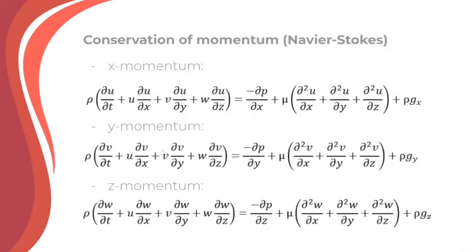The next one would be the conservation of momentum, or the Navier-Stokes equations. The conservation of momentum is the summation of forces equaling mass times acceleration. That can also be derived into the x, y, and z momentum equations from a fluid standpoint. We can use the x momentum as an example here. The left-hand side would be the acceleration terms. On the right-hand side would be the pressure gradient, and then the viscous terms, and then the gravity term.